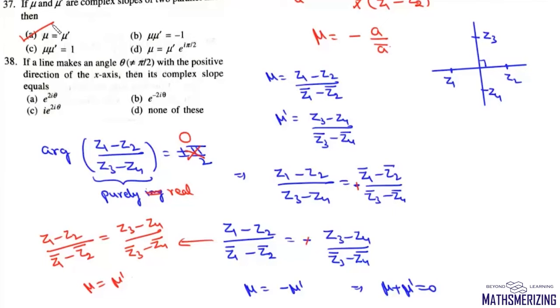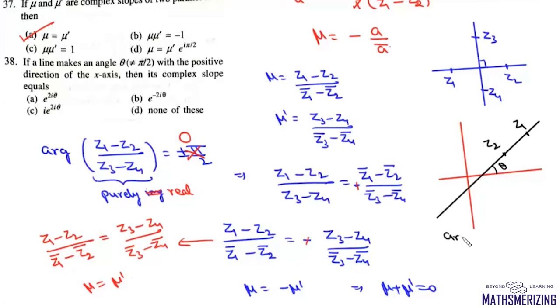Now question number 38 is, if a line makes an angle theta with positive direction of x-axis, then its complex slope equals what? So here we are given that there is a line which makes an angle theta with positive direction of x-axis. Now suppose we have 2 points here, Z2 and Z1.